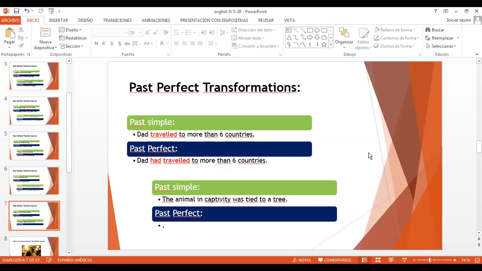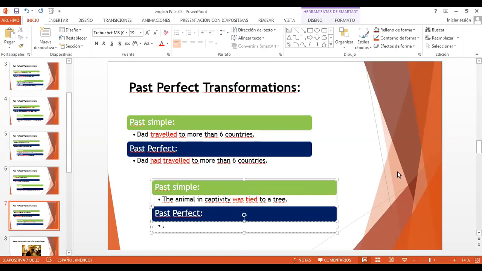What do you think about the other one? The animal in captivity was tied to a tree. El animal en cautiverio fue atado a un árbol. Obviously, once back, we have only one action. Was tied. Pero mi duda es, ¿cómo quedaría? People, any ideas?